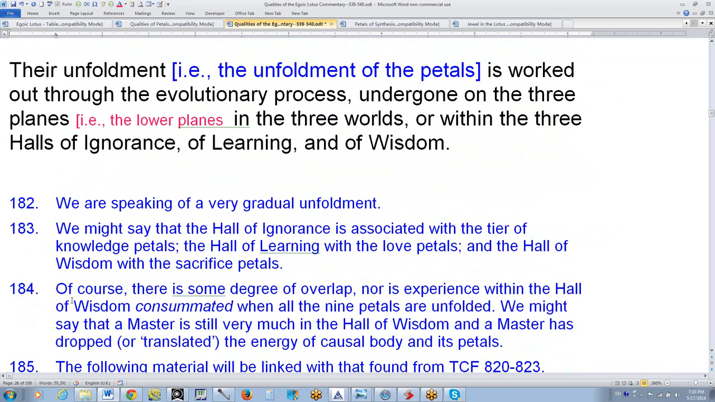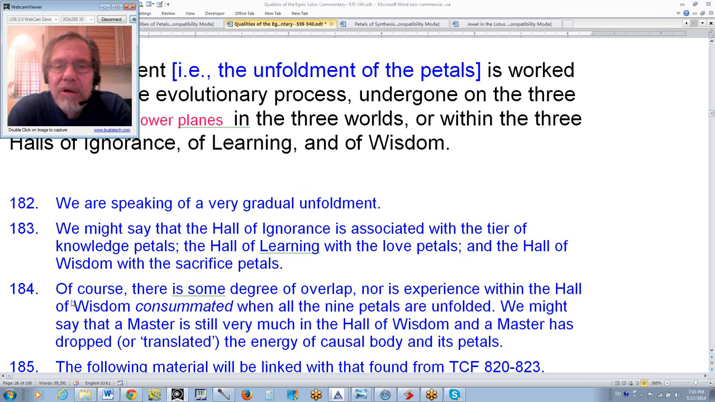So this is a very gradual unfoldment. When you consider that the causal body, at least in some methods of individualization, can be taking shape long before the moment of individualization. So we might say that the hall of ignorance is associated with the tier of knowledge petals, of course, the hall of learning with the love petals, and the hall of wisdom with the sacrifice petals. And there would be some degree of overlap.